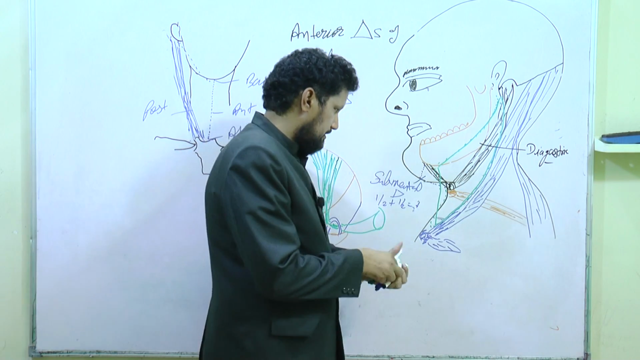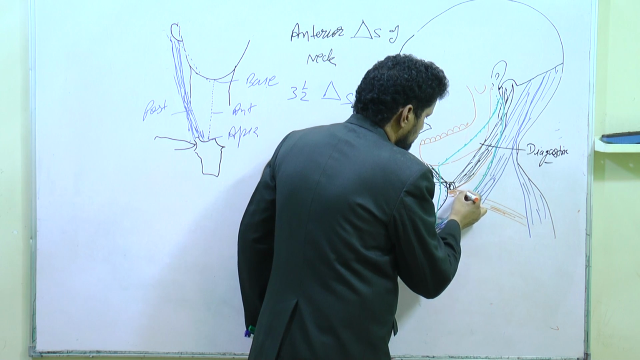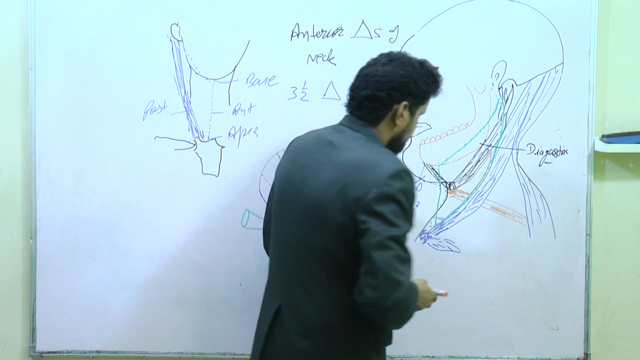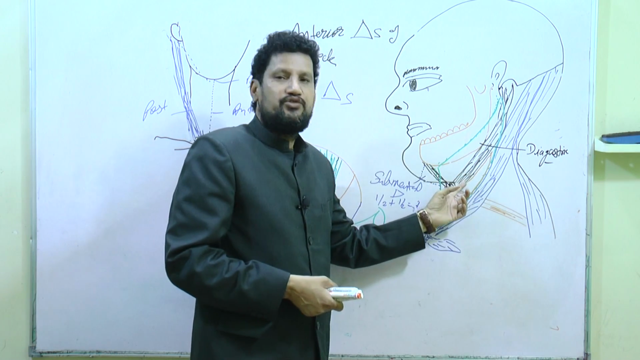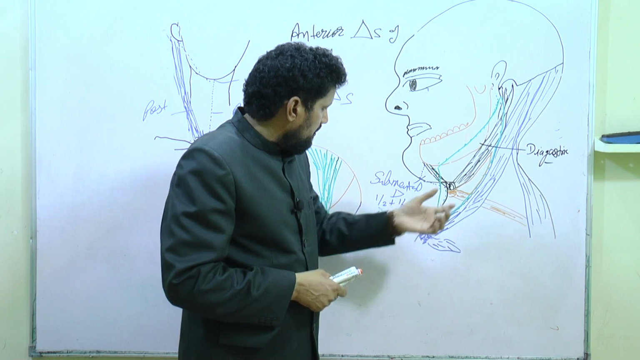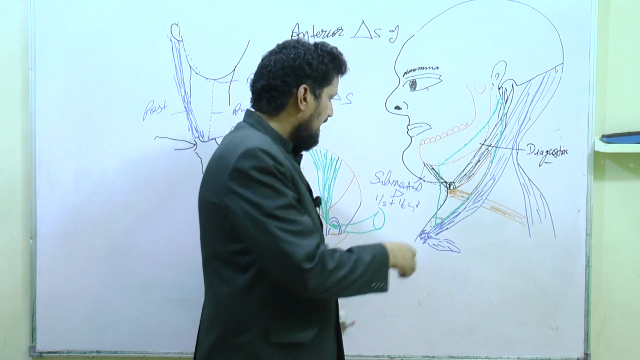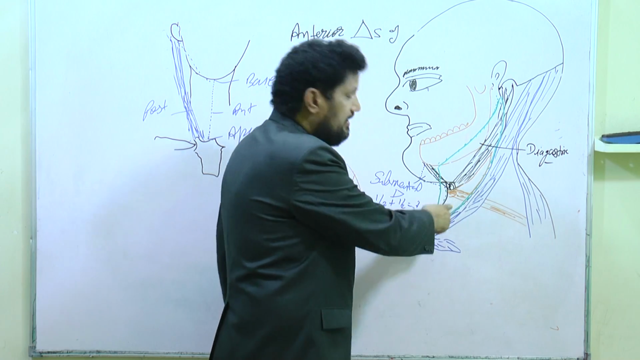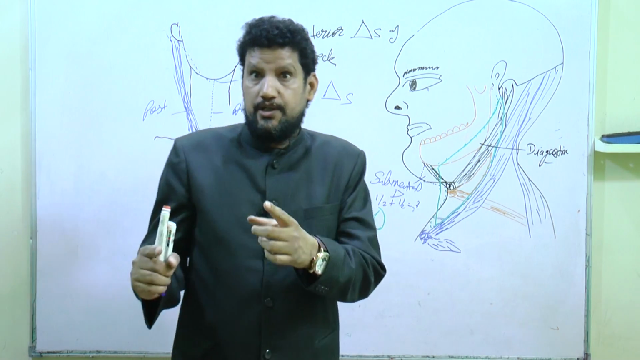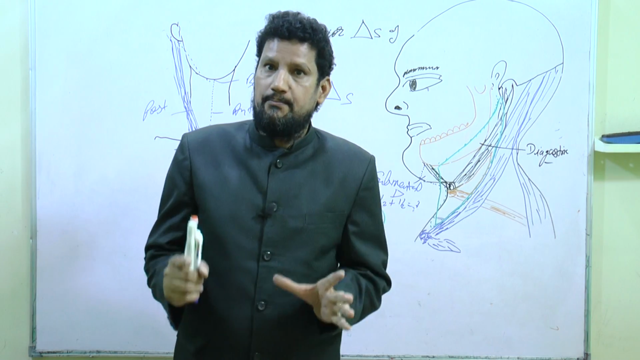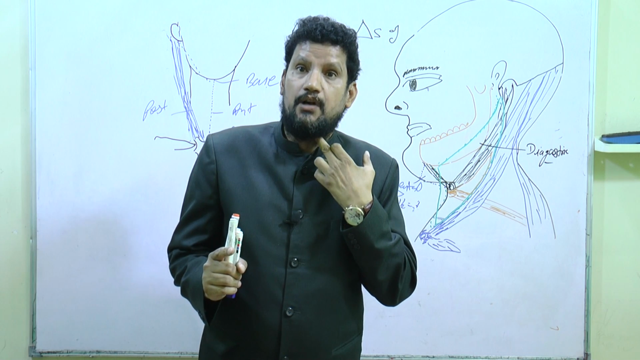Now we can see one more triangle here. This triangle is bounded antero-superiorly by the posterior belly of the digastric. This is anterior, this is posterior. It is bounded antero-inferiorly by a muscle which runs from the shoulder up to the hyoid bone. The word omo is used for shoulder, so the name of the muscle is omohyoid. Omohyoid runs from the shoulder up to the hyoid bone.